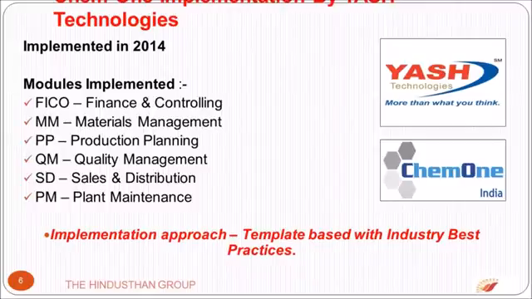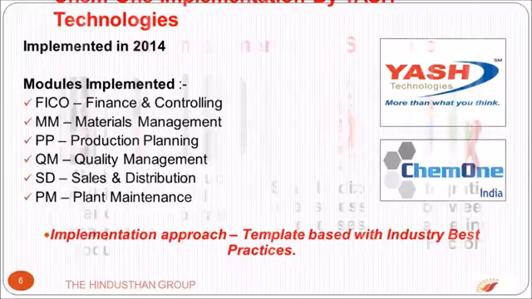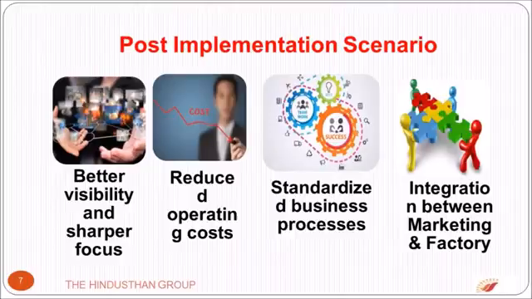In the post-implementation scenario, what we have right now is better visibility and sharper focus. We have reduced operating cost. We also have standardization of business processes across the factories, because we have one head office at Bombay and now two plant locations, and gradually we are in growth mode, so we want to add more and more plants. I think SAP will be a better tool to do that, and because of that a lot of integration between marketing and factory will happen.